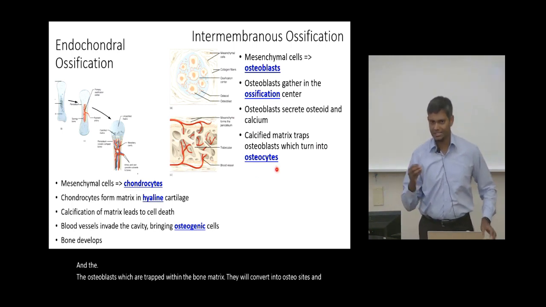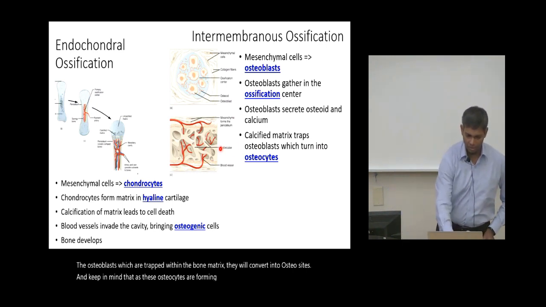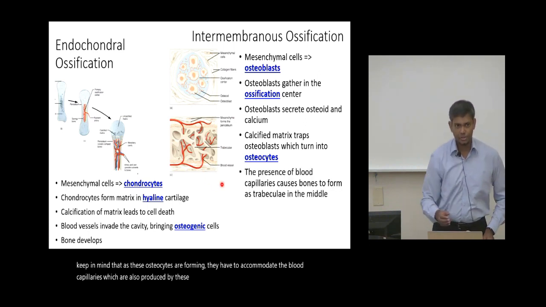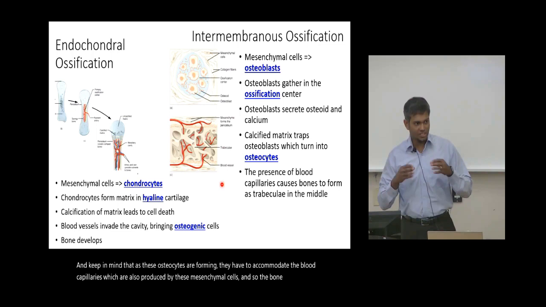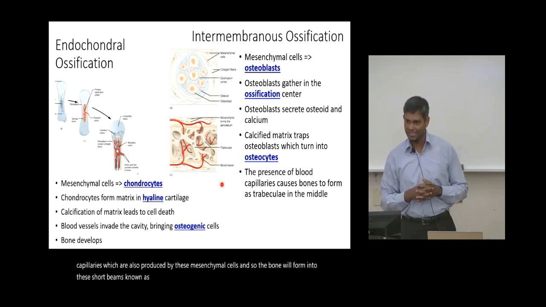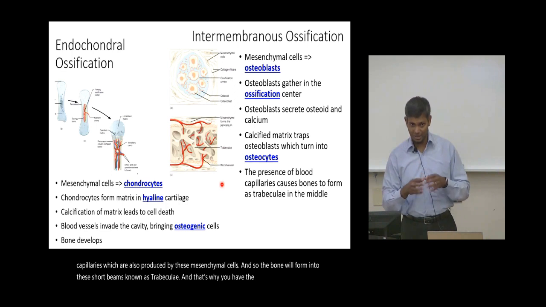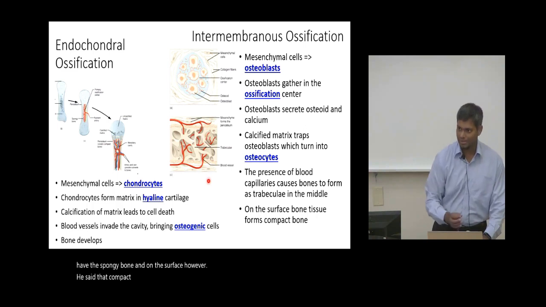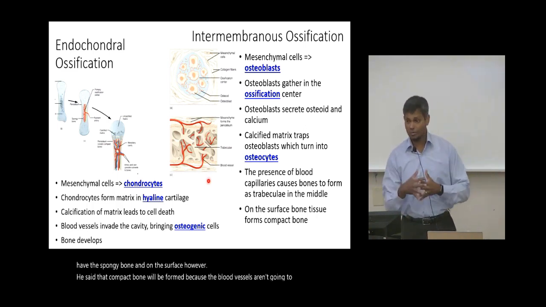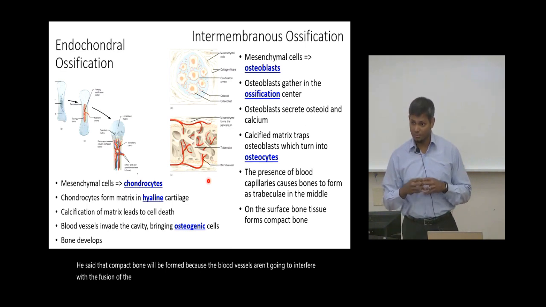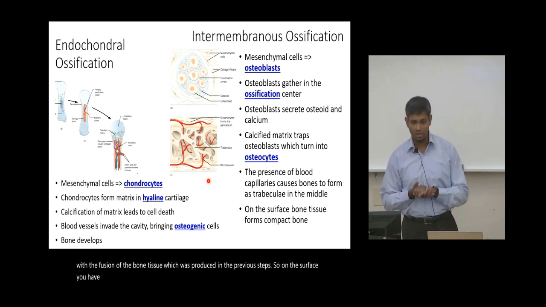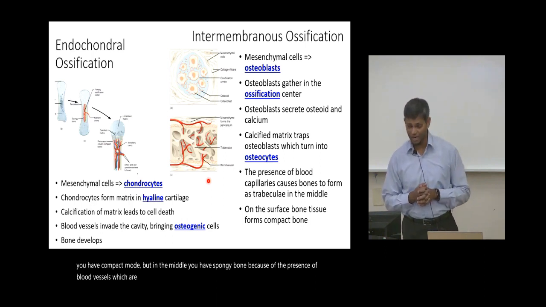And keep in mind that as these osteocytes are forming, they have to accommodate the blood capillaries, which were also produced by these mesenchymal cells. And so the bone will form into these short beams known as trabeculae. And that's why you have the blood capillaries and you have the spongy bone. And on the surface, however, we said that compact bone will be formed because the blood vessels aren't going to interfere with the fusion of the bone tissue which was produced in the previous steps. So on the surface you have compact bone, but in the middle you have spongy bone because of the presence of blood vessels which are intervening in a random fashion.